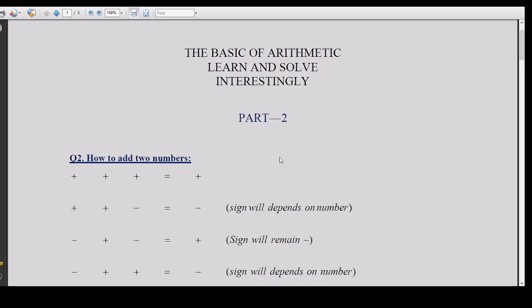Welcome again to this second part of the video on the basics of arithmetic. In this class we shall discuss how to add any two numbers.